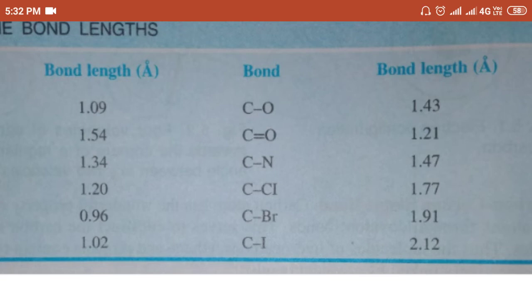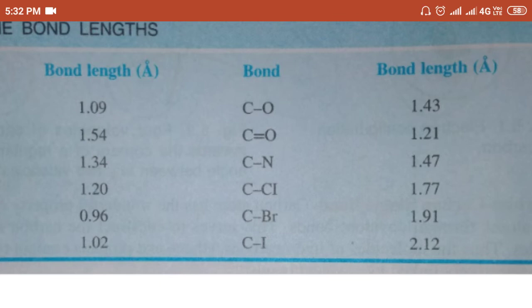Let's see the bond between carbon and chlorine: the bond length is 1.77 angstrom. For the carbon-bromine bond, the bond length is 1.91 angstrom. For the carbon-iodine bond, it is 2.12 angstrom. Here chlorine, bromine and iodine are halogens, group 17 elements. They are arranged in increasing order of size. Chlorine is smaller than bromine, and bromine is smaller than iodine. It means as the size of the atom increases, the bond length also increases.